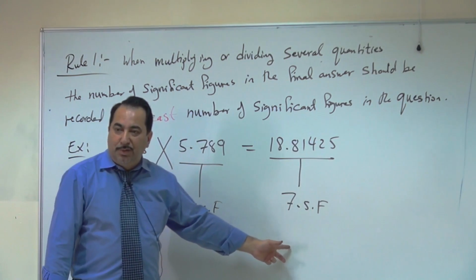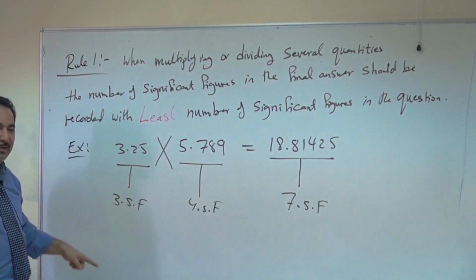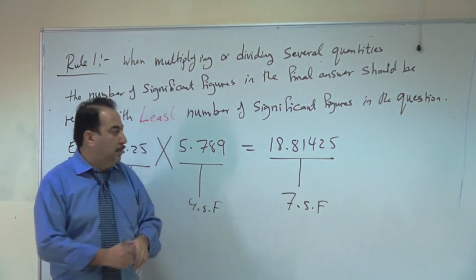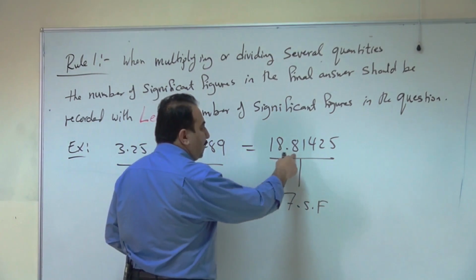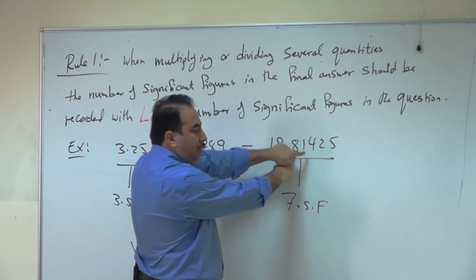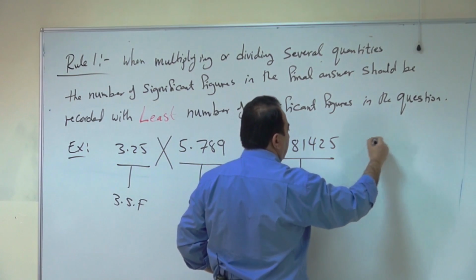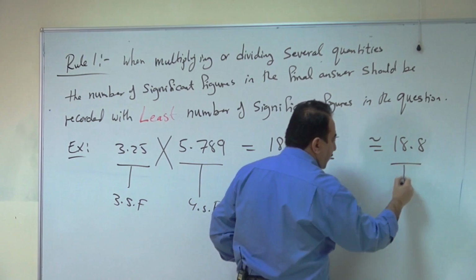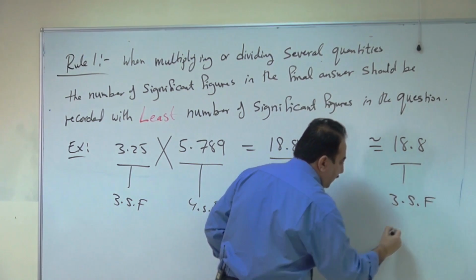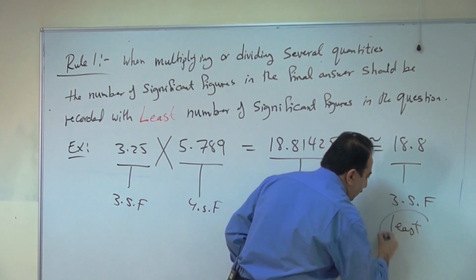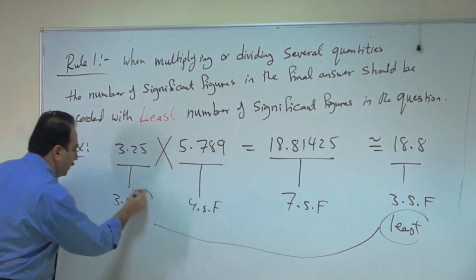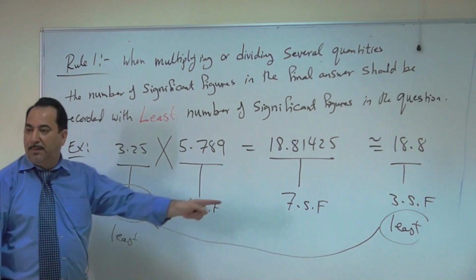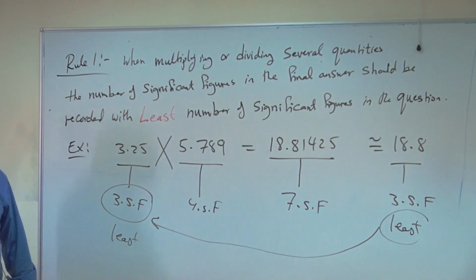So what should you do? You take the least here. What's the least? 3. So you round this one to 3 significant figures. So it means 1, 2, 3, and you round the 1 down. So your answer is 18.8, and this will be 3 significant figures, and this is the least, similar to the least in the question. Okay? This is the rule.